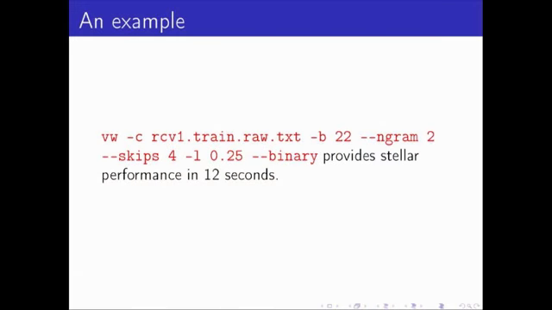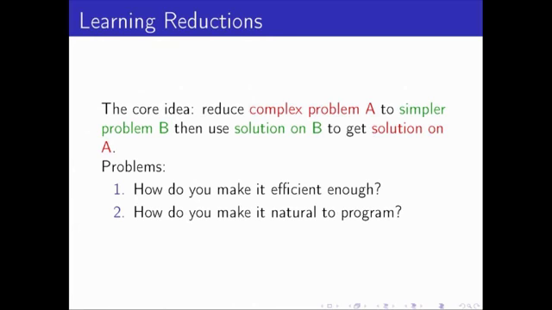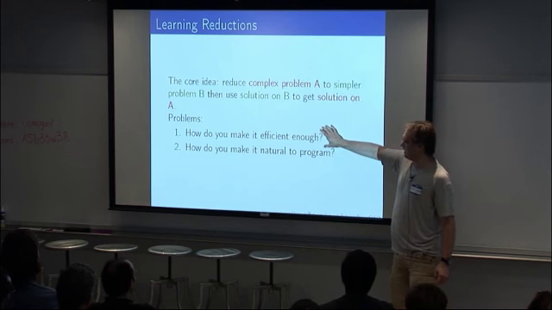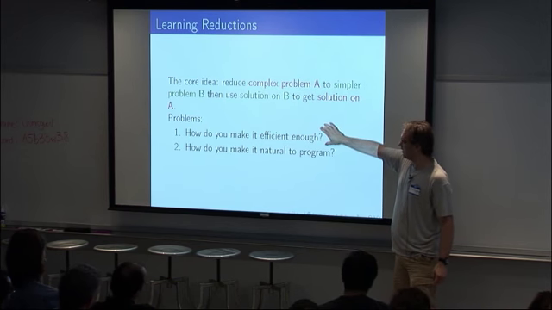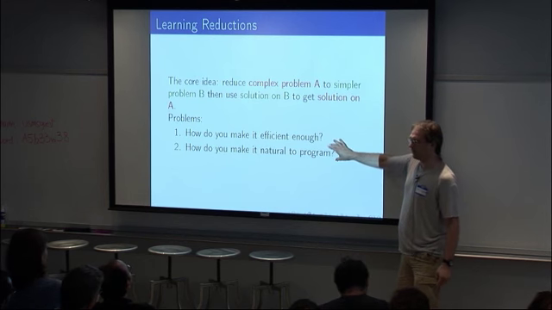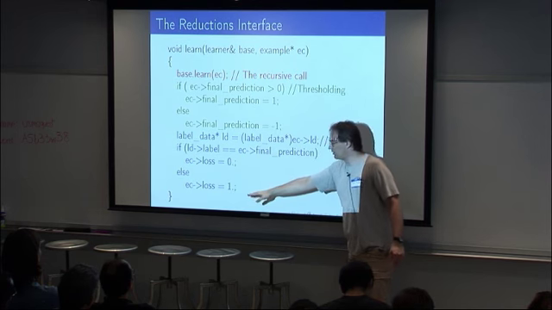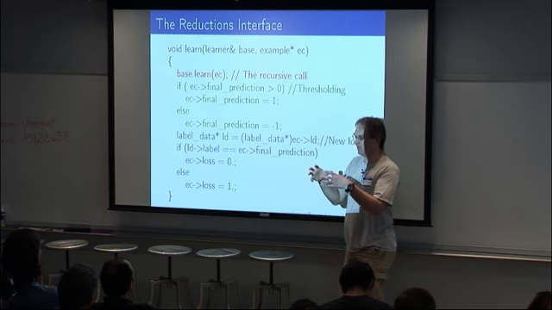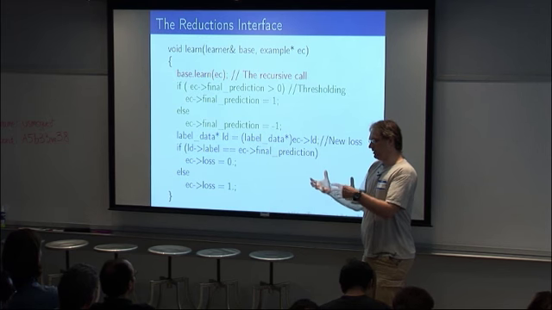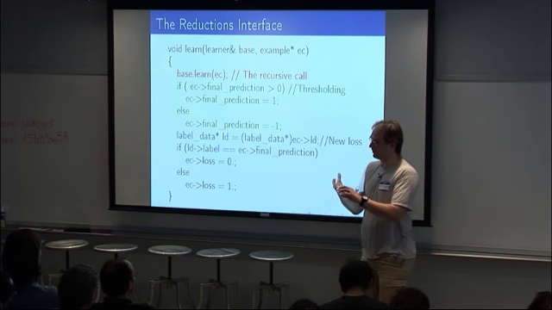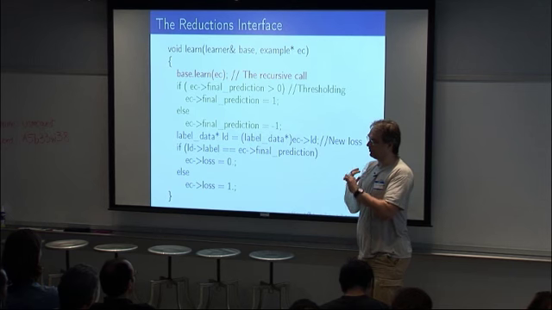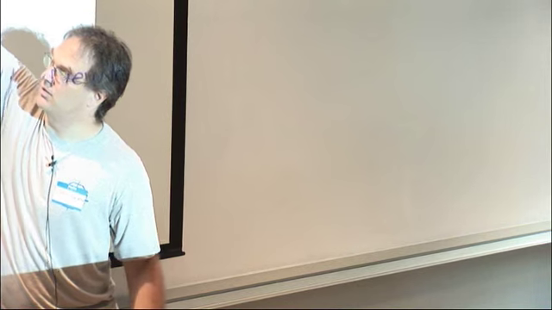Thanks. Okay, so I already described what learning reductions do, but the key problem is how do you make it efficient enough to be really useful, and how do you make it natural to program? I think we've made quite a bit of progress here. There was that --binary flag that I sent. This is what --binary calls, a function that you create when you want to create a reduction. You want to make things easy to use both from the viewpoint of somebody doing machine learning, and of somebody creating new learning algorithms. And this is a very natural way to create a reduction.